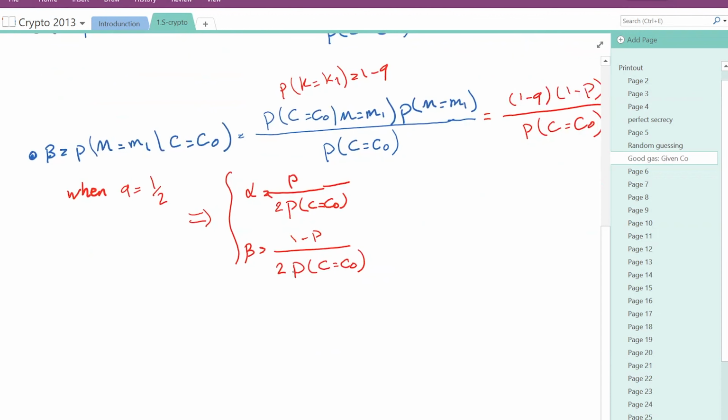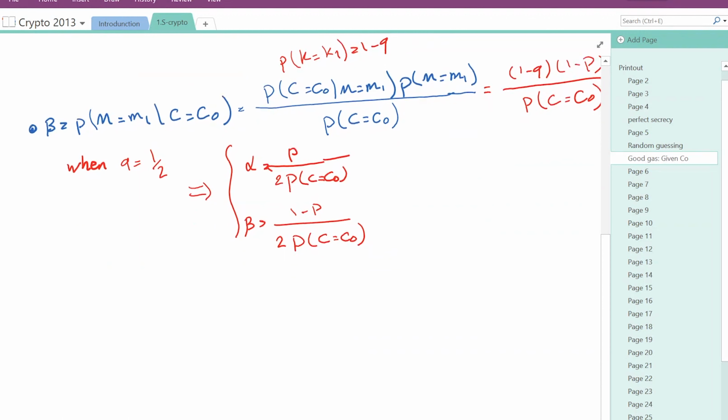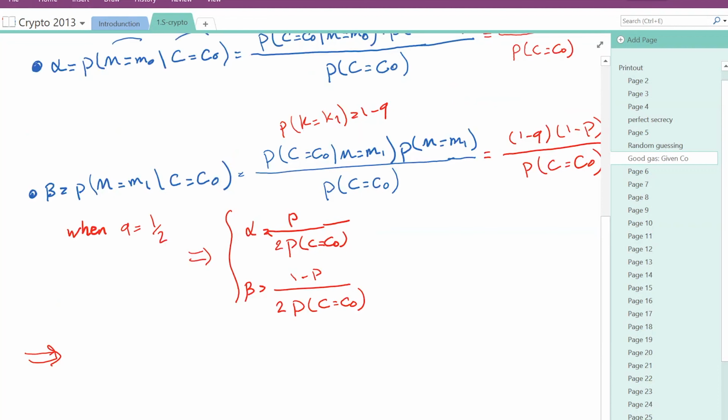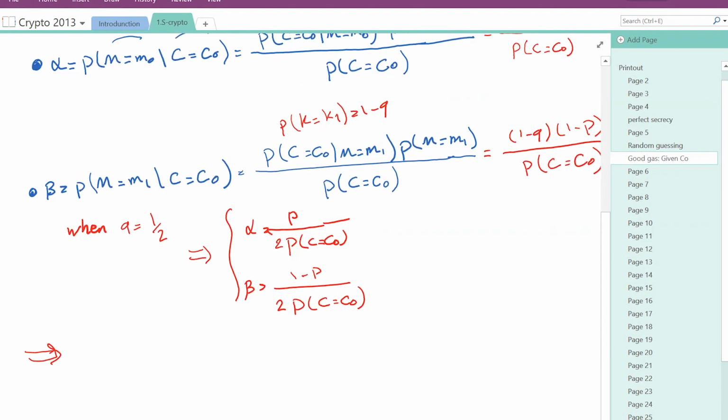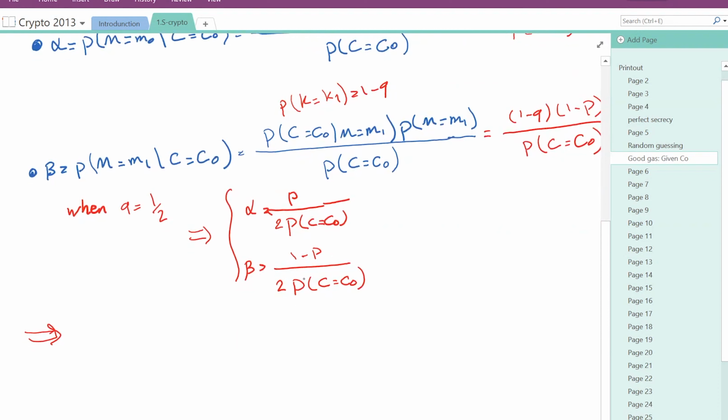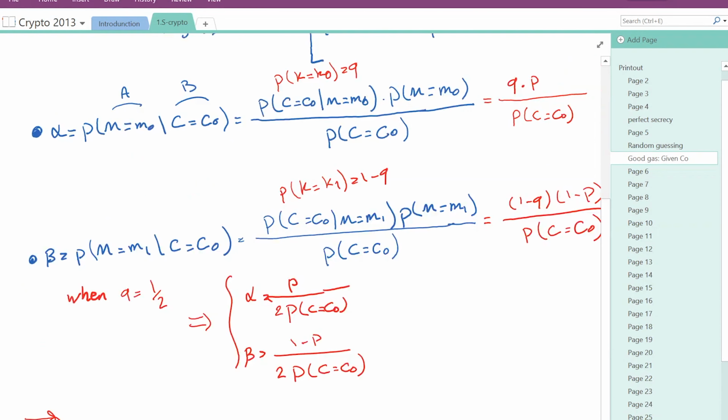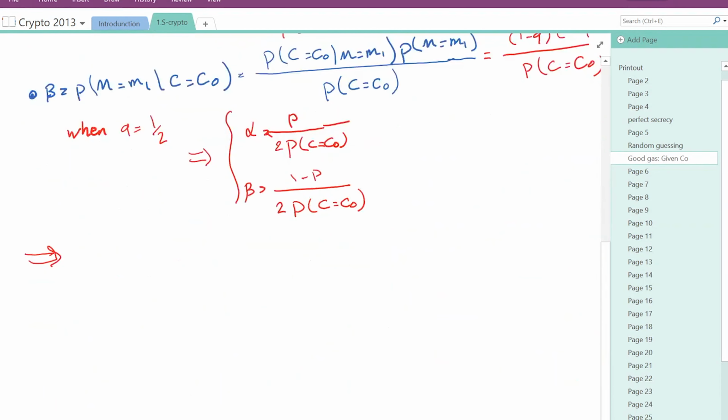Basically, since these denominators are equal, what is the best way for the adversary to answer? If P is greater than 1 minus P, then alpha becomes greater, and therefore the best strategy for the attacker is to just say that the encryption was for the message M0. Otherwise, if this one is greater, which means that P is less than 1/2, then the adversary is better off answering beta. The beta becomes larger. So based on this strategy, the attacker would say M1.